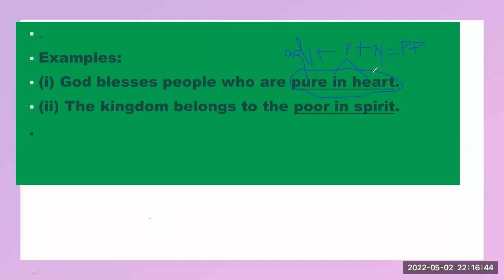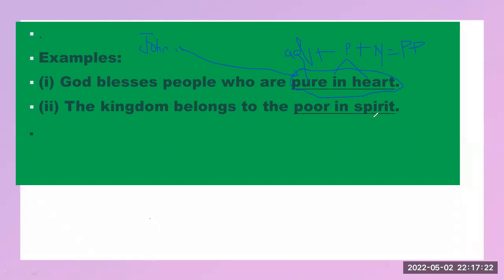Now, this is a description. When you say John is pure in heart, for example, all right, you are describing John. John is pure in heart is a description of John. And so it's an adjectival phrase. All right. Now let's look at the second example.